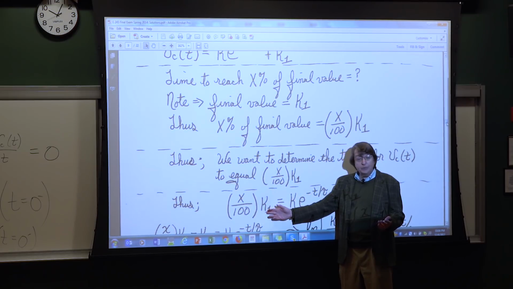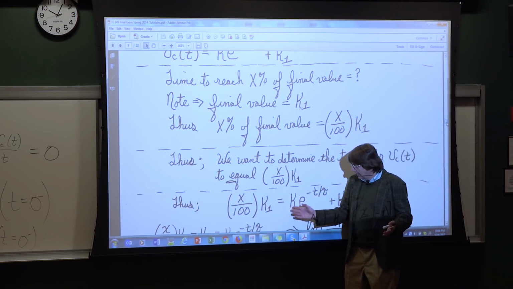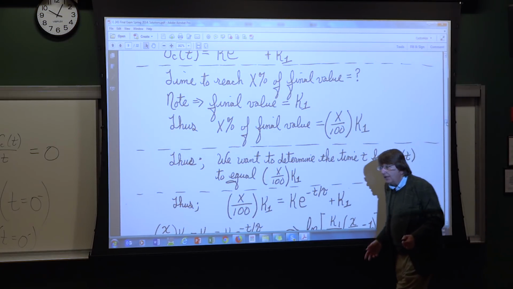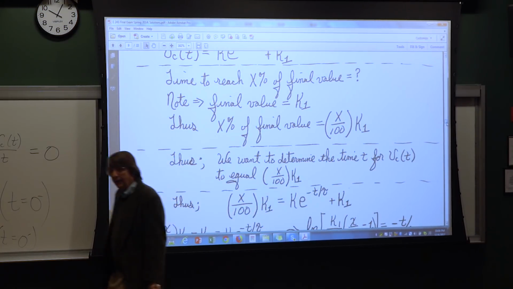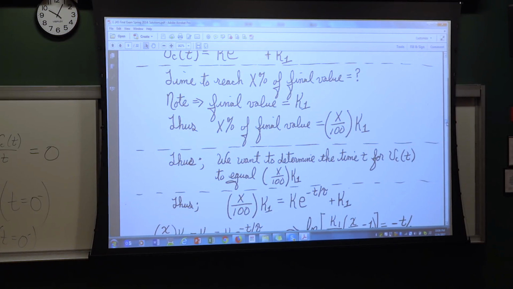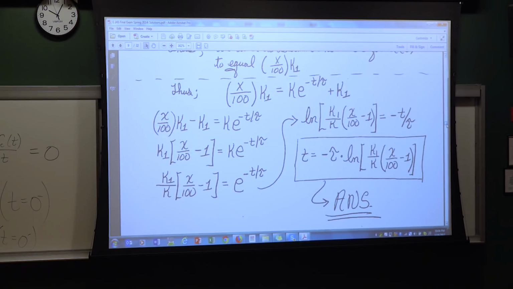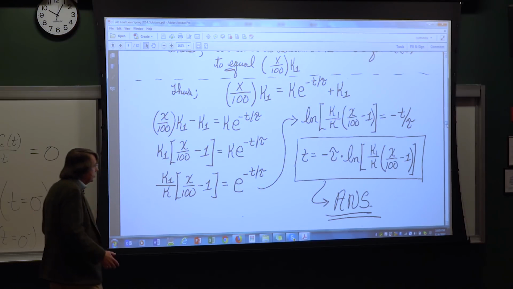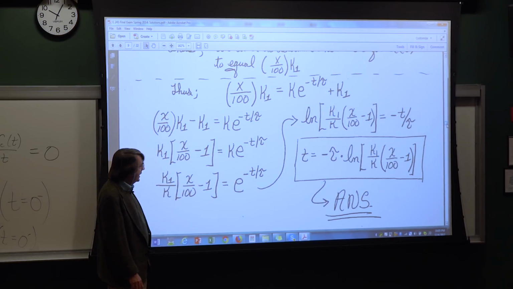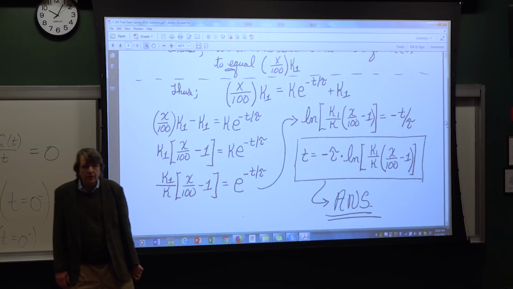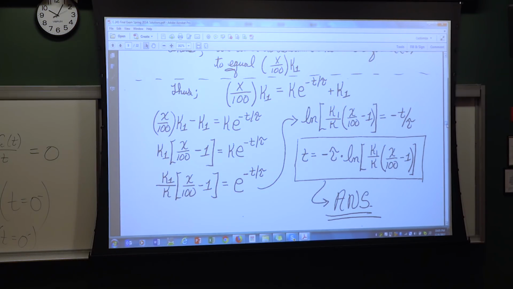X over 100 times K1 equals K e to the minus t over tau plus K1. Solve for t. That's it. Just solve for t. It's just a little bit of algebra, not much. We take the natural log to get rid of the e, and that's how long it takes to reach X% of the final value.